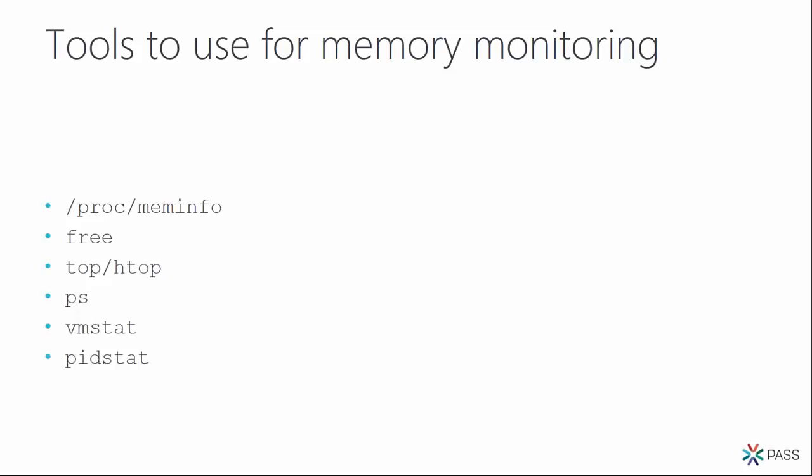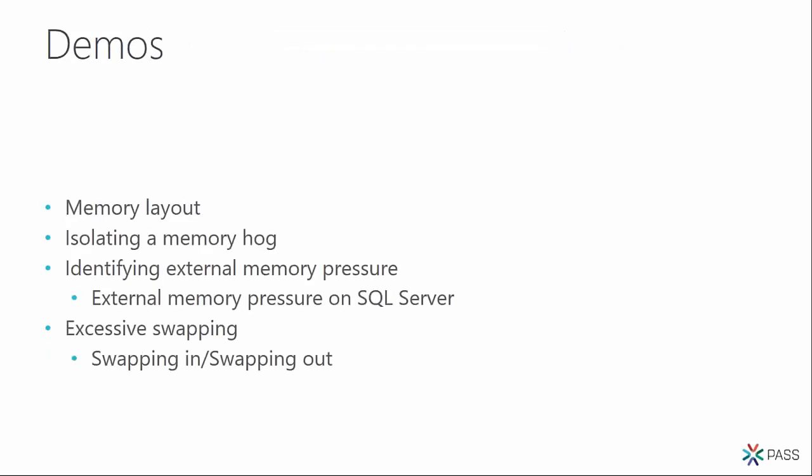PIDstat will help you identify which process is paging. We can run PIDstat -r, and it'll tell you the amount of swapping, major and minor faults, for an individual process. It's a very valuable tool to really dig into what's going on inside our process when it's paging. So let's get into some demos.